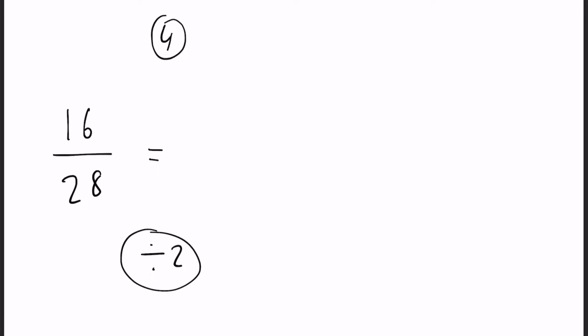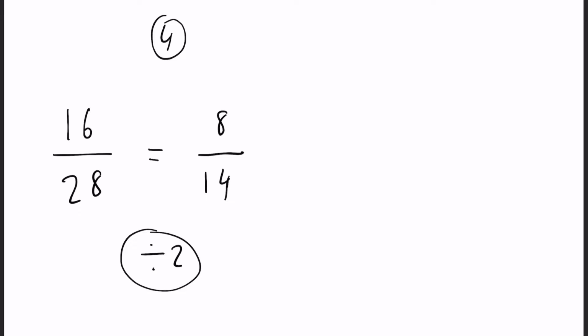So if we divide the top and the bottom by 2, and there's a common rhyme that you might know, whatever we do to the top, you have to do to the bottom. And in this case, we have to do exactly that. So 16 divided by 2, we get 8. Now 28 divided by 2, a little bit harder, but 14 with a little bit of thinking.